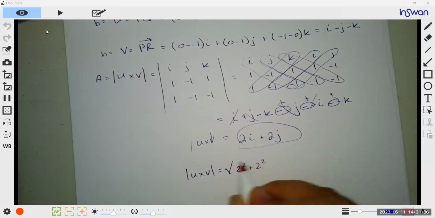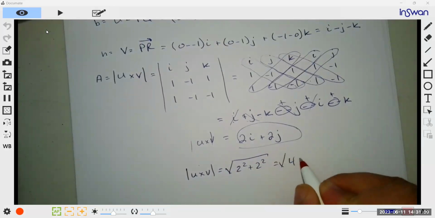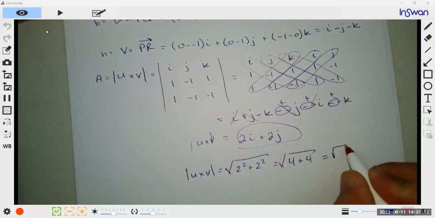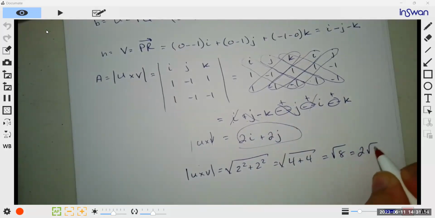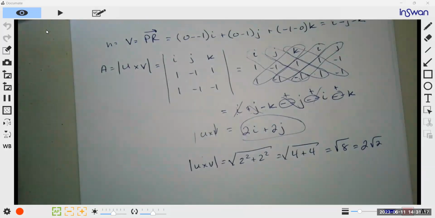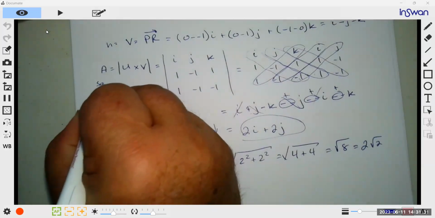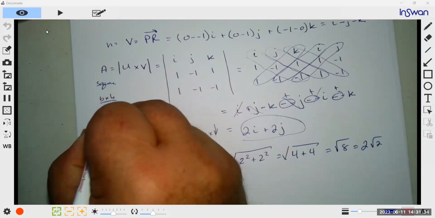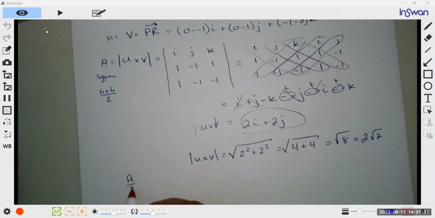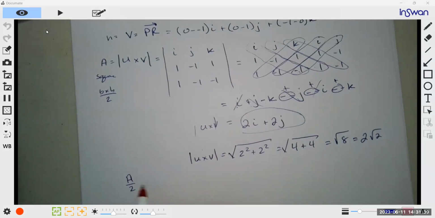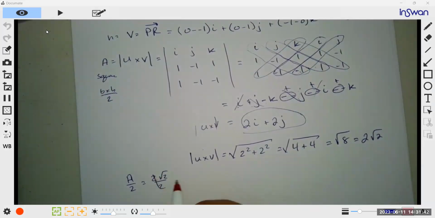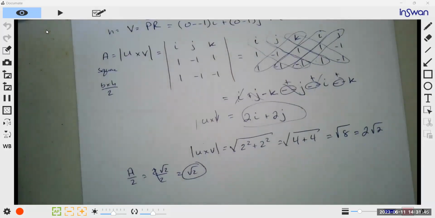2 squared plus 2 squared. That's the area of a square. Since we have a triangle, this is the area of a square, base times height. We divide it by 2. So we have 2 radical 2 divided by 2. Our answer is radical 2 for our area.